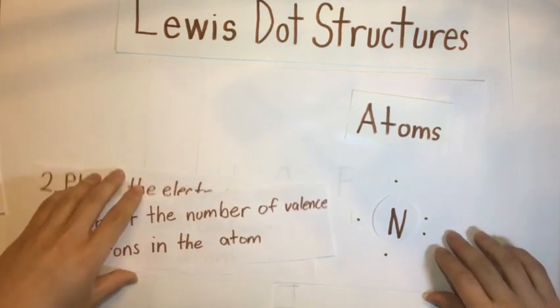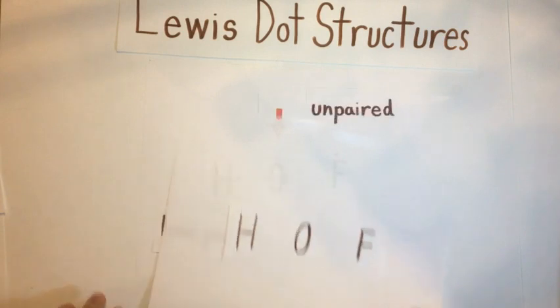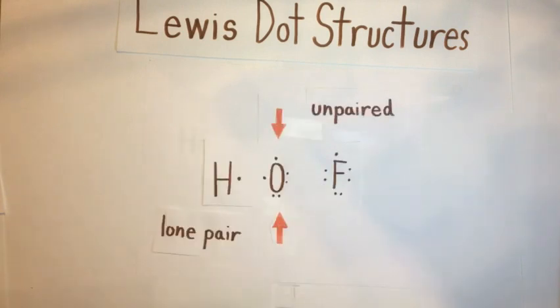Let's practice. Draw the Lewis structure for the following atoms: hydrogen, oxygen, and fluorine. Pause the video if needed. Here are the answers. Notice that in the oxygen atom, there are 2 electron pairs and 2 unpaired electrons. Remember what unpaired electrons look like because you will need to know them for later.